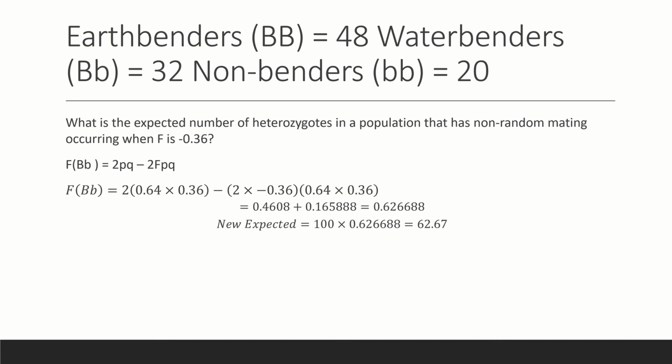And that makes sense because, as we said earlier, a negative number shows that disassortative mating is occurring, so we would expect to see an increase in the number of heterozygotes.